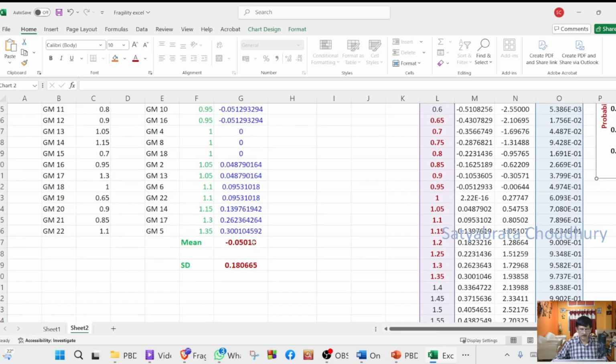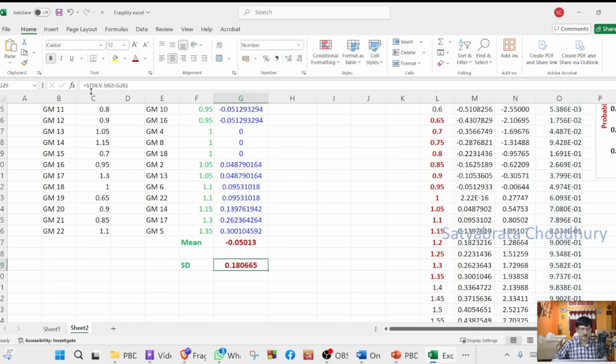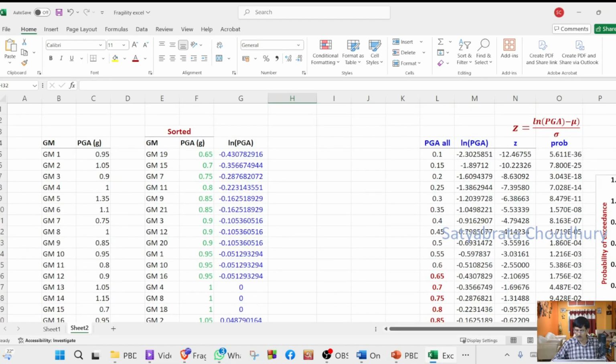A mean of logarithm may be negative also. In our case, this is negative. And the standard deviation, by the standard deviation formula, you can also use the Excel formula STDEV.S, then the range, and it will give you the standard deviation of the data, or logarithm of the data.